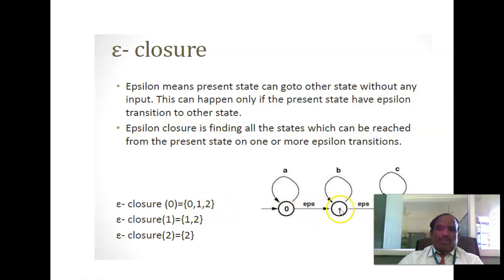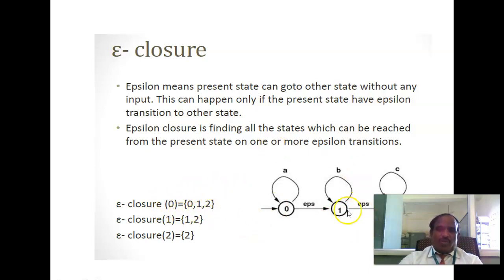From 1, are there any other epsilon edges moving from it? Yes, 1 to 2, one more epsilon edge, so 2 also will be added. So epsilon closure of 0 is 0, 1, 2. 0 is added by default, 0 to 1 so 1 will be added, 1 to 2 so 2 will be added. So epsilon closure of 0 is 0, 1 and 2.